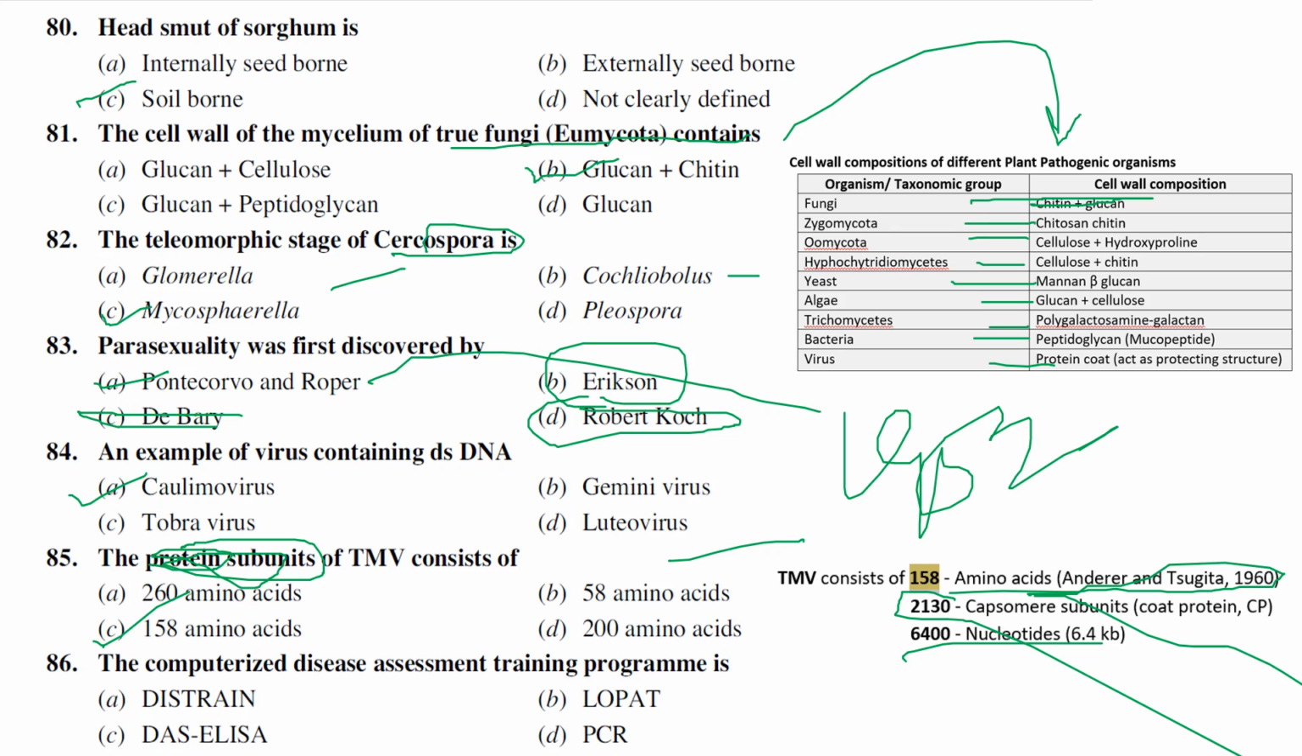The computerized disease assessment training program. So DISTRAIN is the first computerized assessment training. Which of the following is a computerized means, the DISTRAIN. LOPAT is a technique that is meant for Pseudomonas. It is used to identify the Pseudomonas. DAS-ELISA is a technique which identifies the virus, and PCR is also the same. That is a technique used for the identification of fungi, bacteria, and virus.